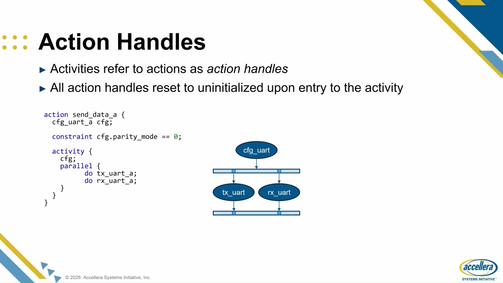Actions are referred to using action handles. All handles reset to uninitialized when you enter an activity, so we kind of start each activity from scratch. We can instantiate the config UART action and assign it the handle CFG, and that lets us refer to the action by its handle in constraints or inside the activity. The action itself will be randomized when the handle is traversed.